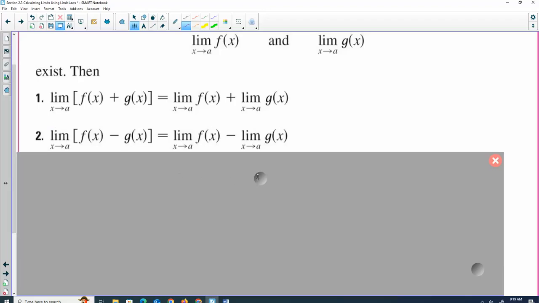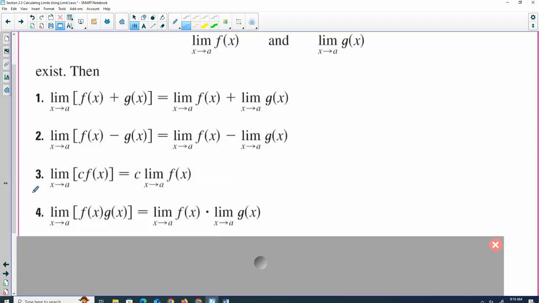Same is true if we are multiplying, which is actually number 4. You can do individual limits and multiply. The third one says c times f of x, that's a constant. So if you have a constant times something, so for instance, if I want to do the limit as x approaches 3 of 5x squared, I could make that table for 5x squared, or what I could do is take the limit for x squared, get that answer, and then take it times 5. So constants can be pulled out.